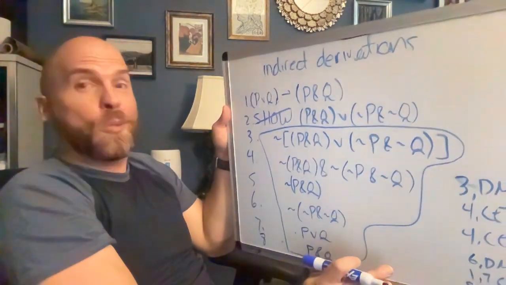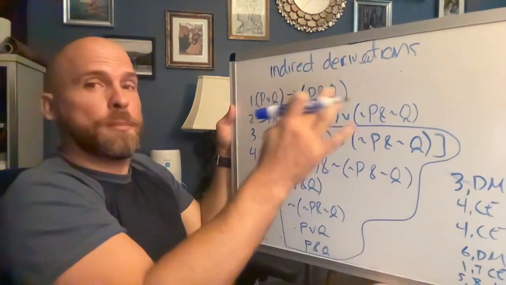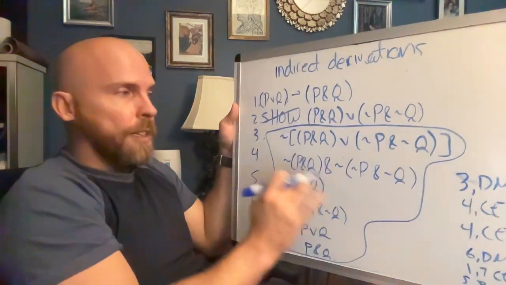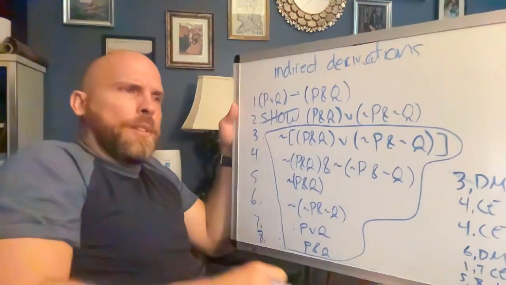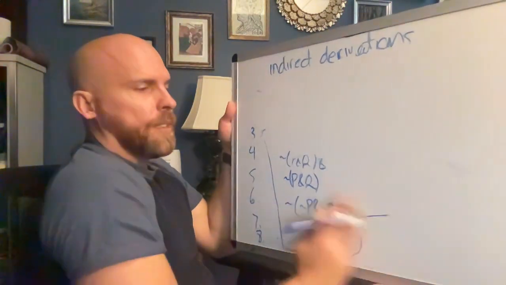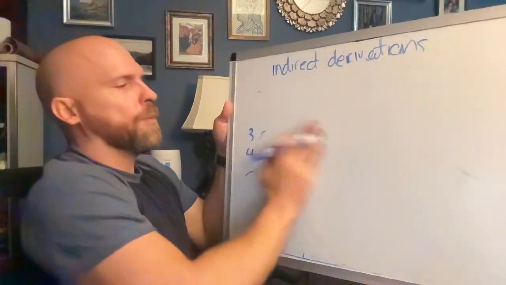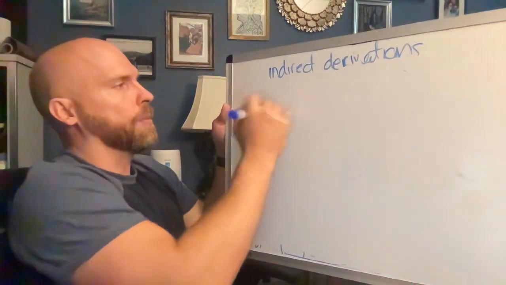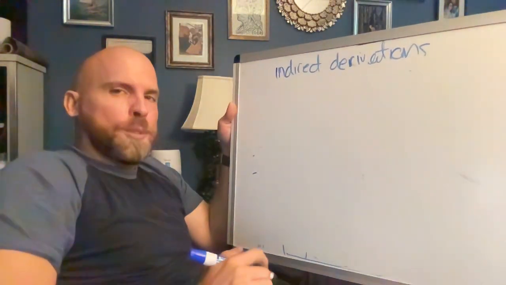Now I had to go through a couple of extra steps. I proved some De Morgan's laws to get there, but now we have those in our repertoire. Now we can use them, and we did it by indirect derivation. We only have 2 of them. There are 4 directions in total. But you have them nonetheless.